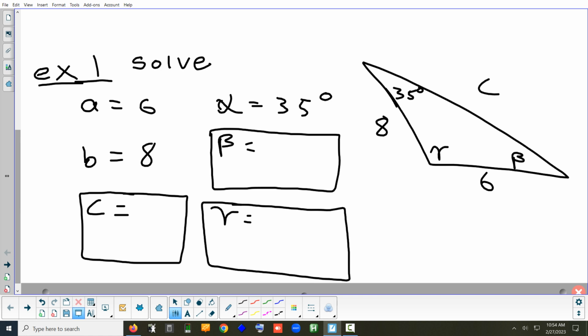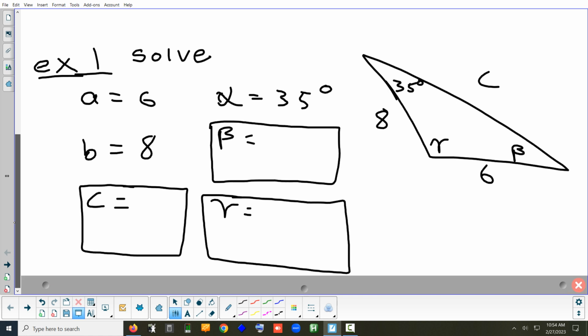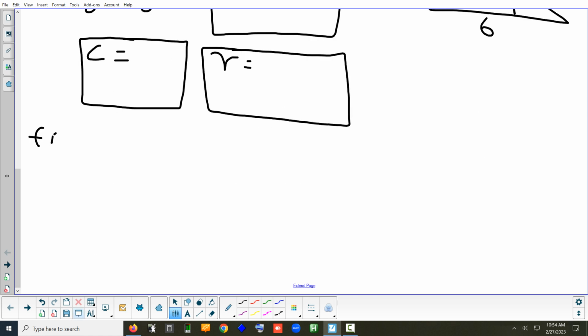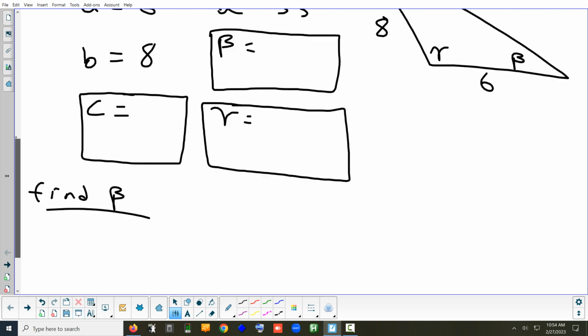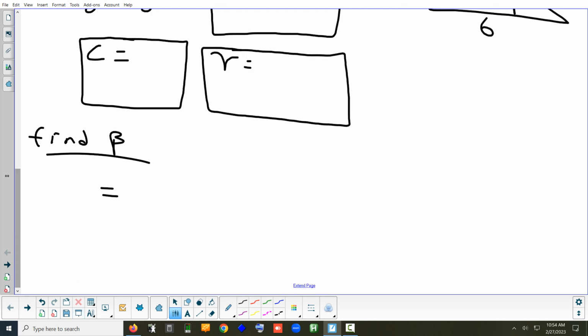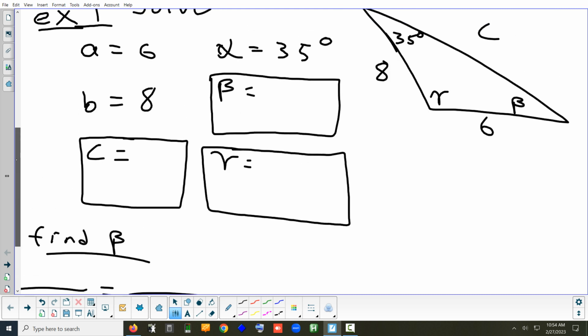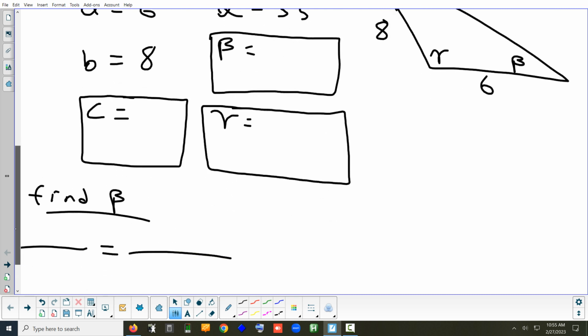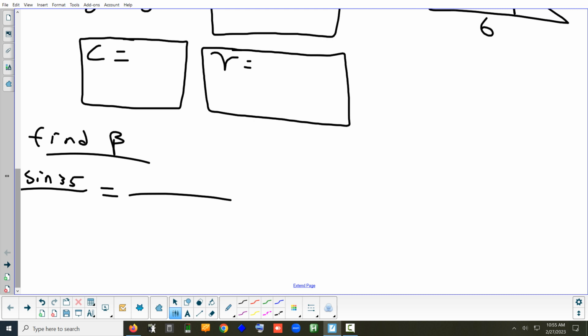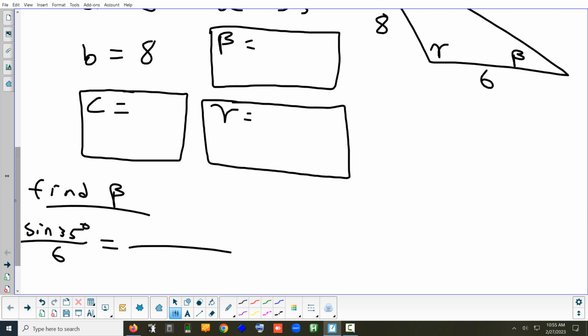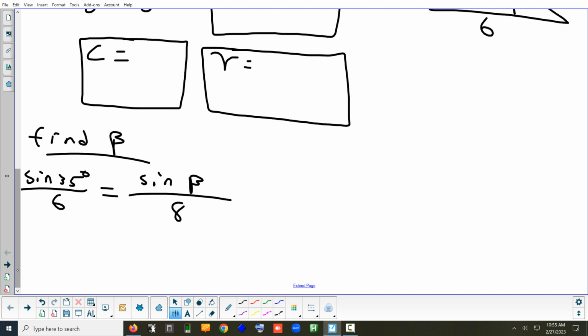So we're going to try solving for beta first. Okay, so let's find beta. And we're going to set up a fraction. Can somebody tell me what I could put on the left side? The sine of 35 degrees. Yep. Sine 35 over 6. And what about on the right side? Sine beta over 8. So this is the type where we're going to have to use inverse sine at some point to get the variable alone.